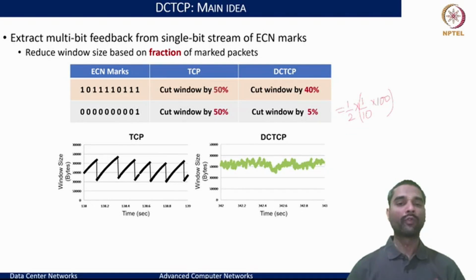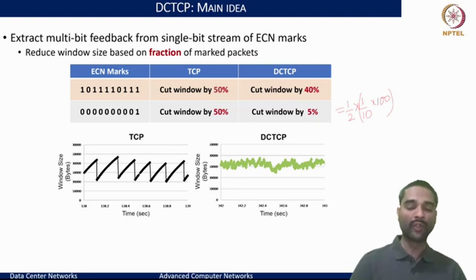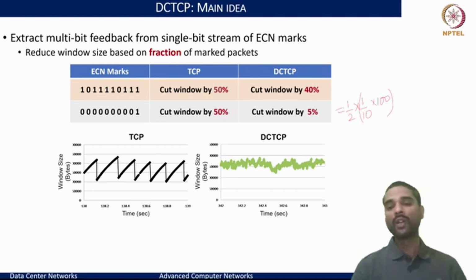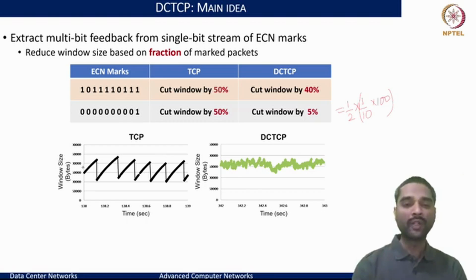And that would be half of the 1/10 of the packets that we received. And that would mean that we would cut down the window by just 5% and not 50%. And now if we see how the reaction would look in terms of the window size variations in regular TCP versus DCTCP, in regular TCP you would have a ramp up, and then because of a packet loss, you slow down, cutting the window by half, and then ramp up again, and the typical sawtooth that we would see.